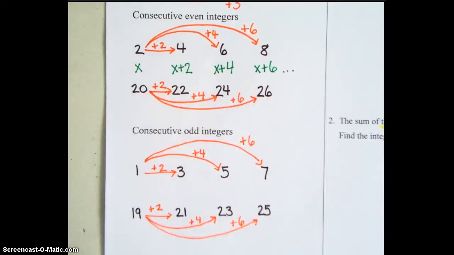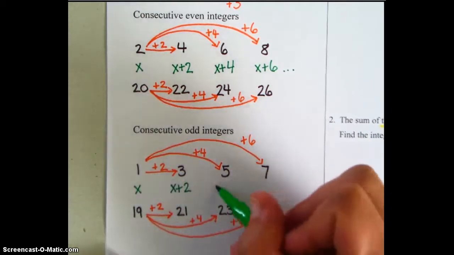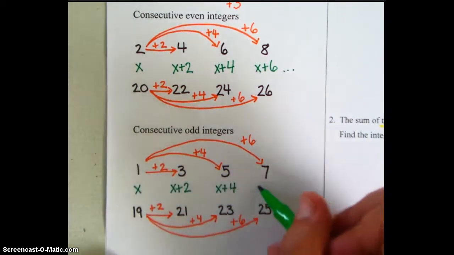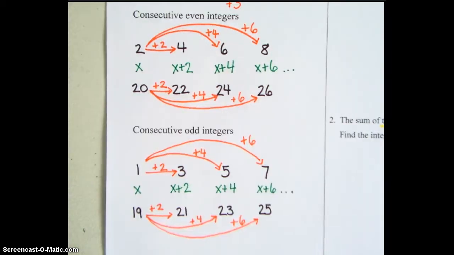So that means if we start with an odd number that's x, to get to the next one we need to add 2, and then add 4, and then we would be adding 6. But that looks the same as consecutive even integers. Why is that? Well, let's say we start at 1. That's an odd number, so we would go odd, even, odd, even, odd, even. If you start with an even number, you'll have even, odd, even, odd. The distance between every even number and every odd number is exactly the same. What determines whether it's even or odd is how the problem starts. That's the part that I take care of.